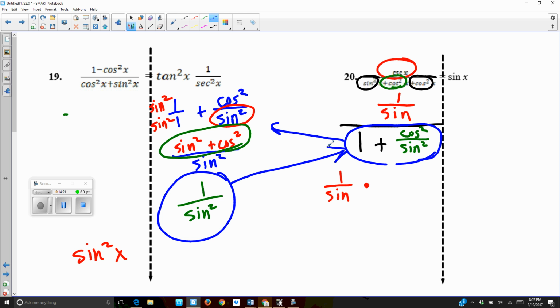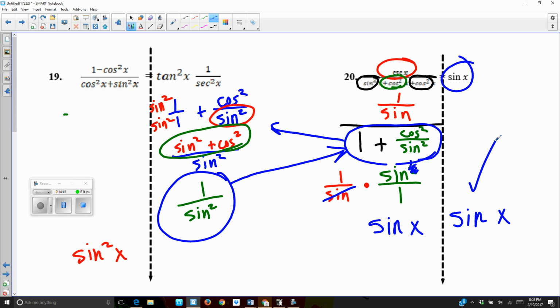So we're going to multiply the top by the reciprocal of 1 over sine squared. And now you should see the sines cancel, but not completely, because there's only a single sine in the bottom left corner, and there's a sine squared in the top right corner. So we're left with sine on the left, which is good, because that's what we have on the right. The proof is finished.